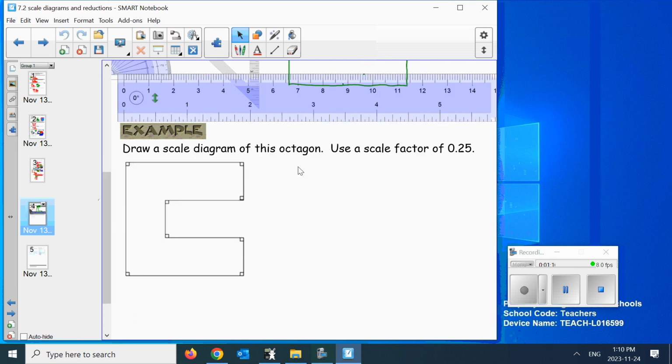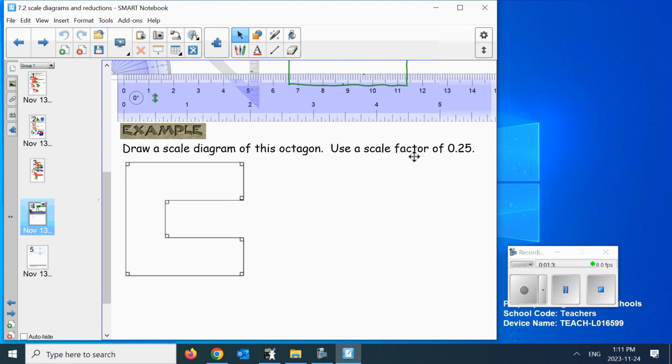Draw a scale diagram of this octagon. Now, I made sure I used the word octagon because octagon isn't just a stop sign shape. That's a regular one with equal angles and equal lengths. An octagon can have a cave part to it.